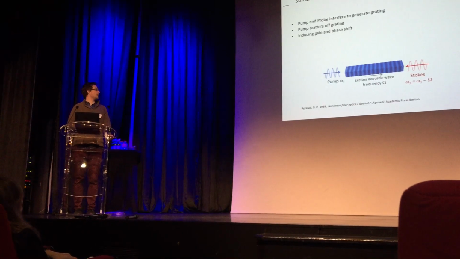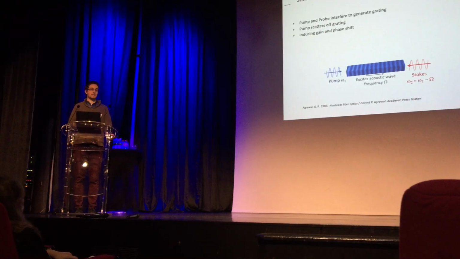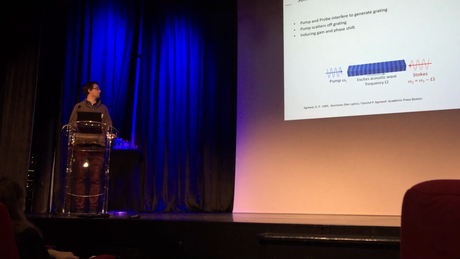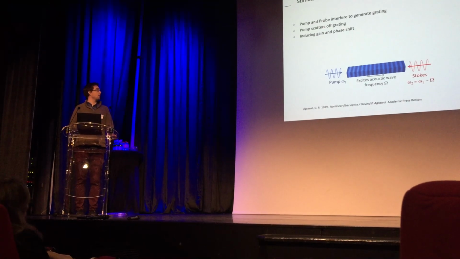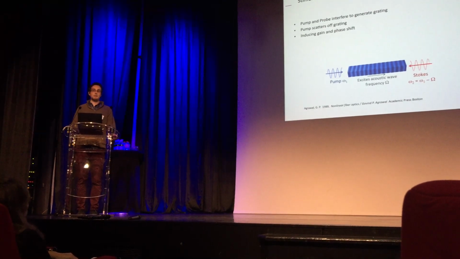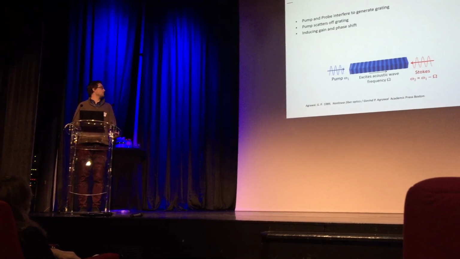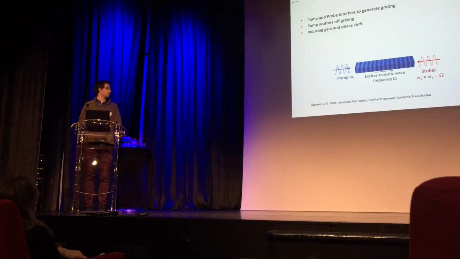And here you have two optical counter-propagating signals that pass through a waveguide called the pump and the probe. And they interfere to generate a grating. So the pump scatters off of this grating and coherently amplifies the probe. And this induces a gain and phase shift on the probe.